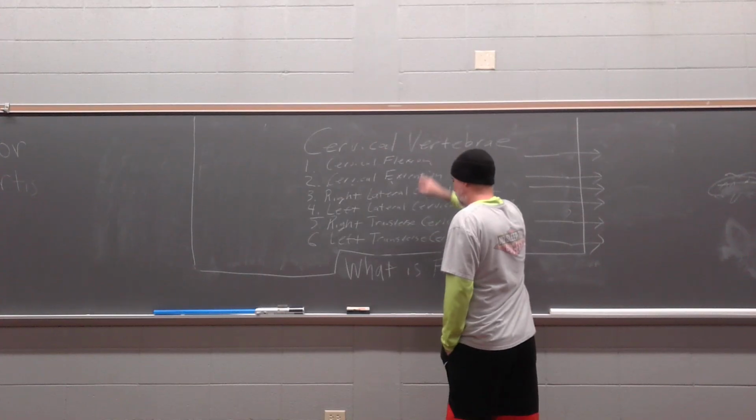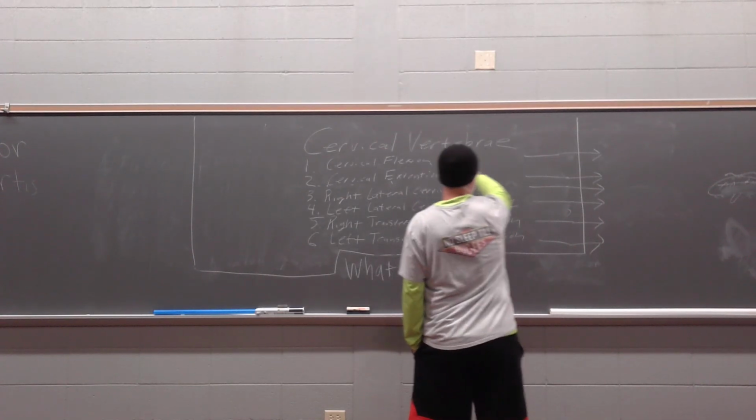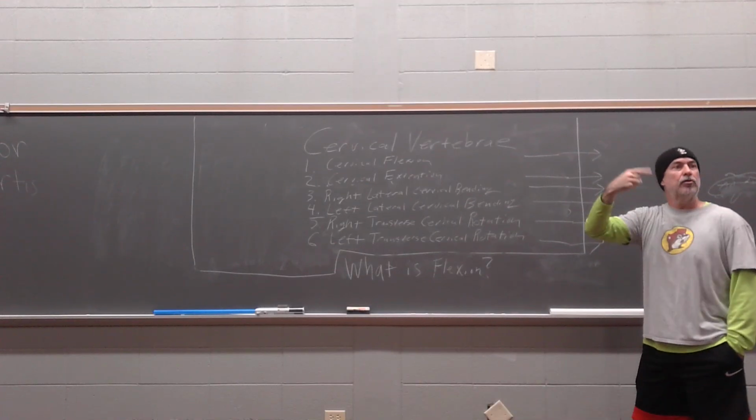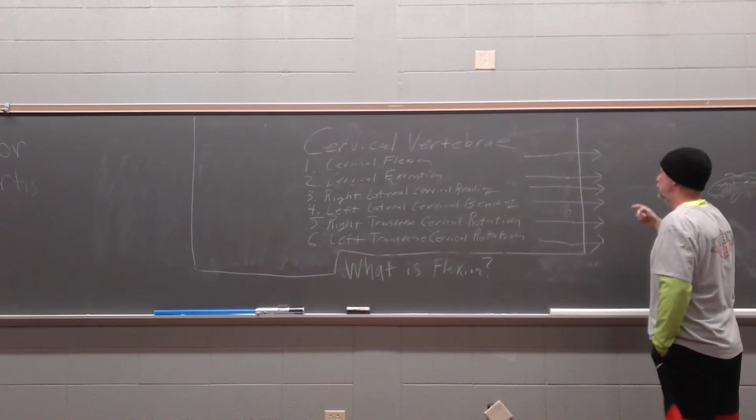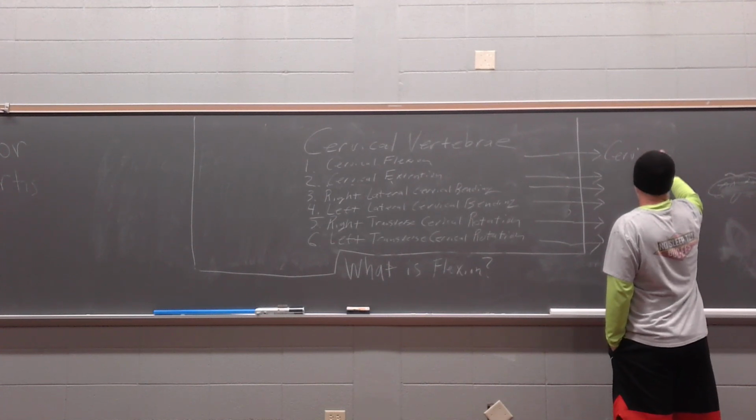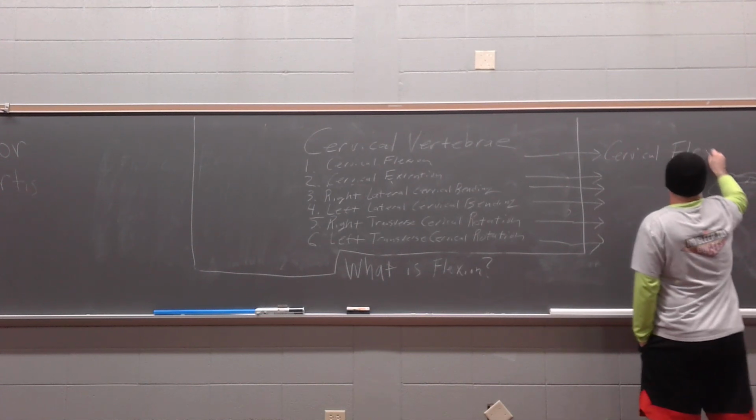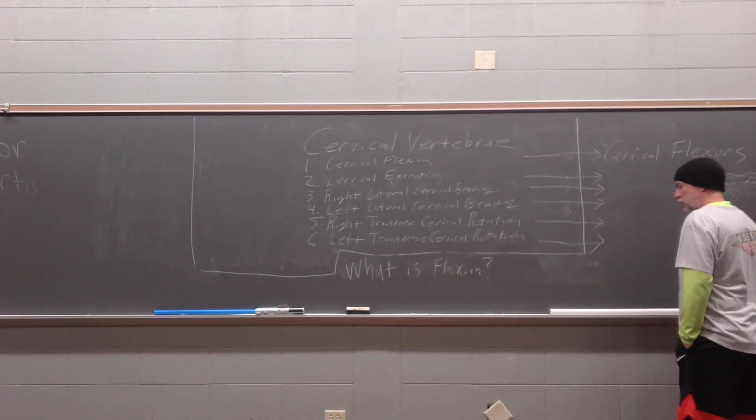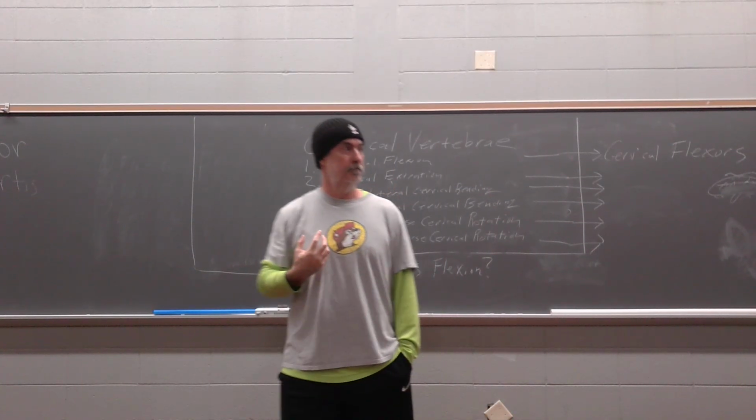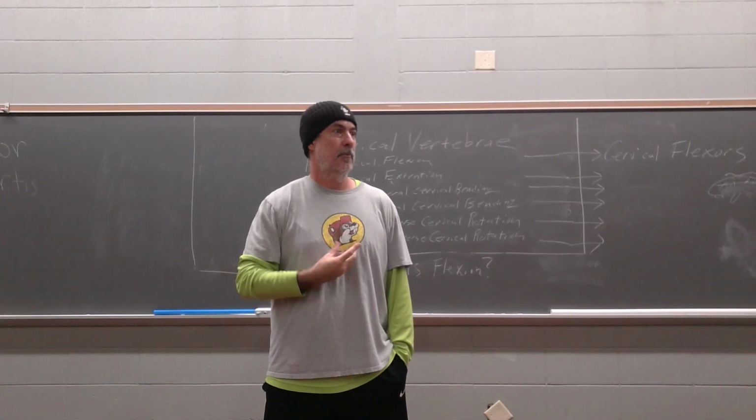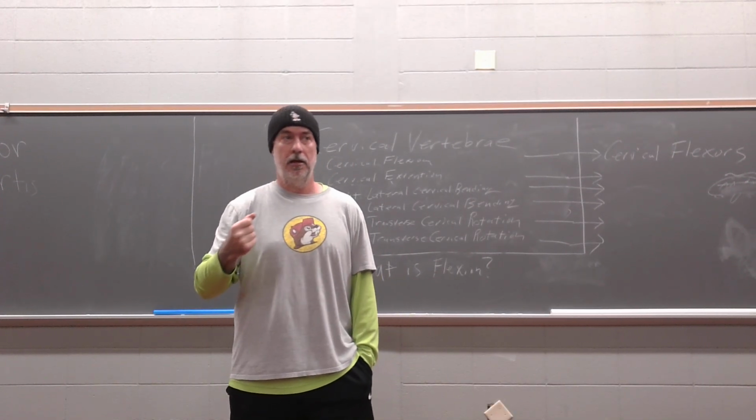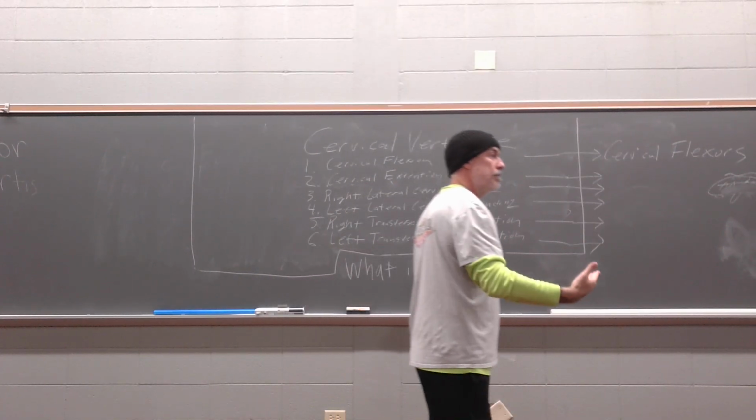So if we have the motion of cervical flexion, what are we going to call the group of muscles that pull in the direction of cervical flexion? Amen. Absolutely. Cervical flexors, a group of muscles that pull in the direction of cervical flexion. I'm going to teach you who those muscles are starting on Friday and why they are in that team.